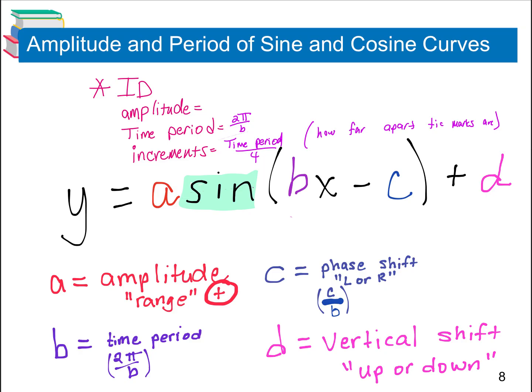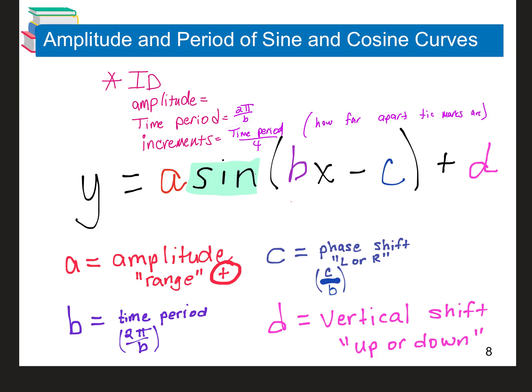We're going to go through this pretty quickly. Now, this is the cheat sheet that Ms. Thompson, Carver, and I used in previous times, but we're not shifting left and right. But you guys, the amplitude is how high or low. The time period, like I said, is 2 pi divided by the b. And then we will talk about vertical shifts up and down.